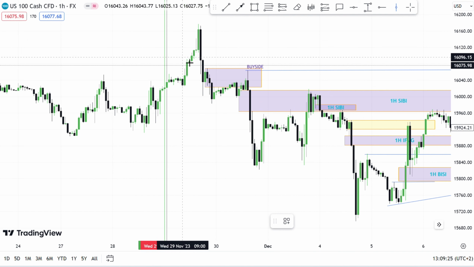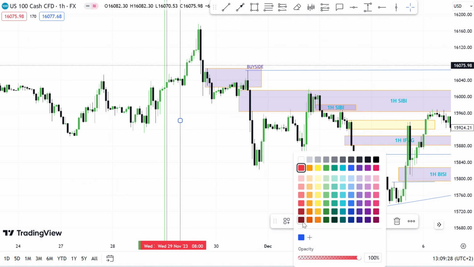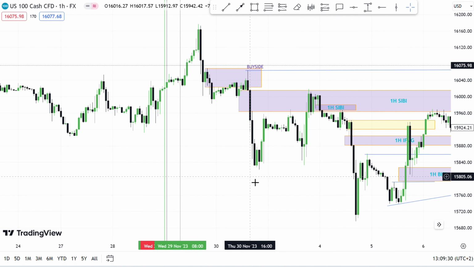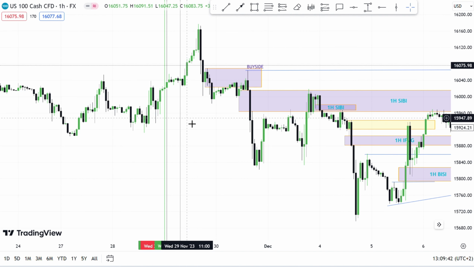Where's 8? Sydney closes at 8, so I'll use green. At 8 a.m. in the morning, Sydney closes, and we are still in the Asian session, but between 8 and 9, only the Asian session is still open. Then at 9, what happens?